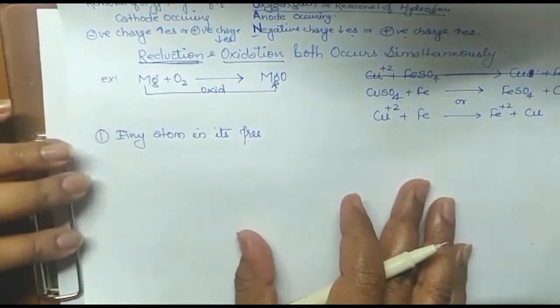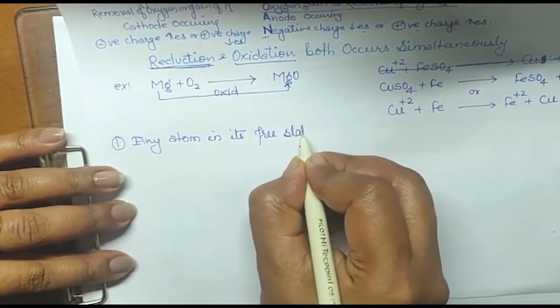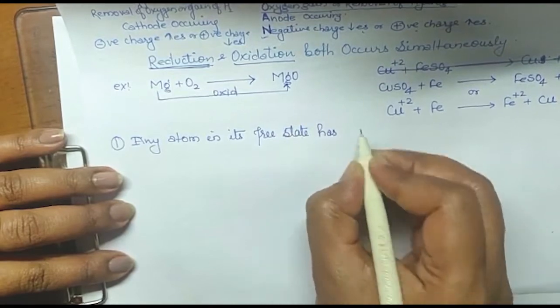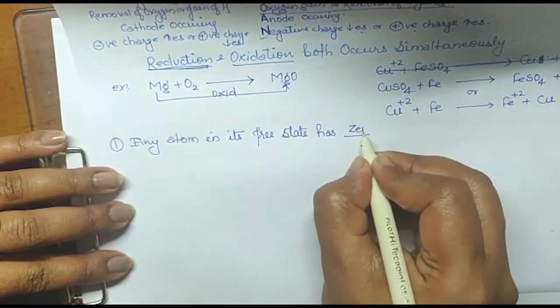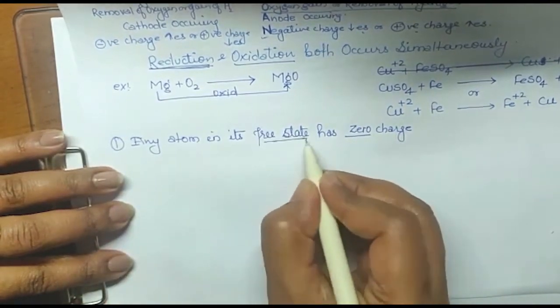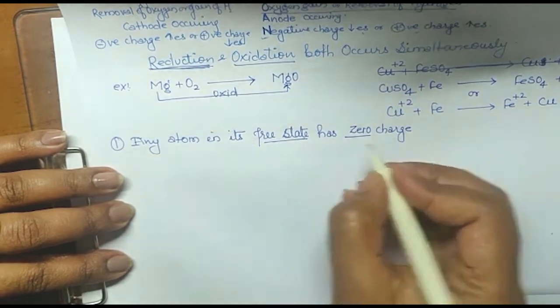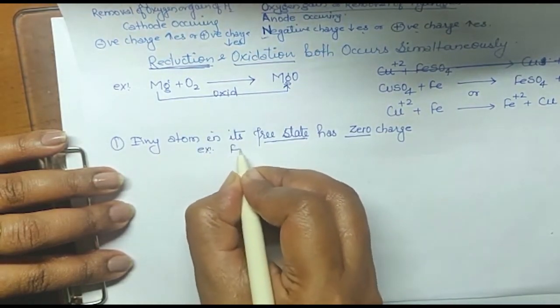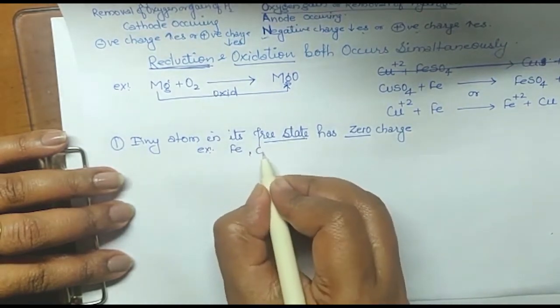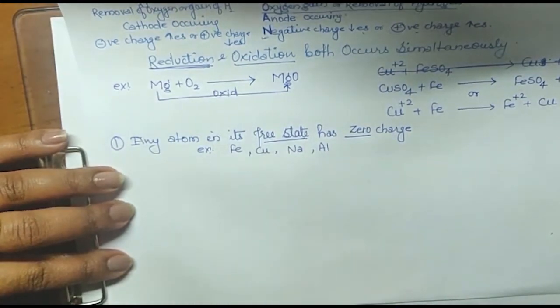This rule is going to help you in even higher classes also. Any atom in its free state has zero charge. Got it? Free state means it is not attached with any other element. It is not having any charge and it is not attached with any other element. For example, if only Fe is written, only Cu is written, only sodium is written, only aluminium is written, like this, it will be 0.